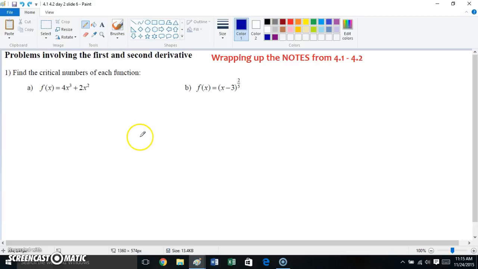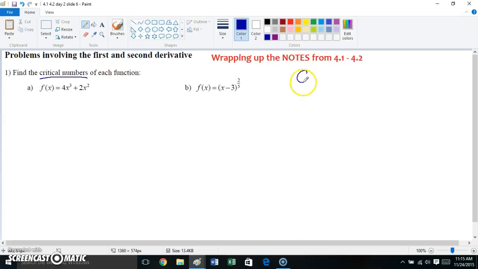Okay, in this video, we're going to look at the problems involving first and second derivatives. This is file C from the notes that I've sent. So, first question, find the critical numbers for each of the following functions.